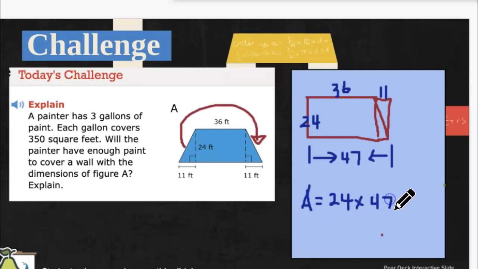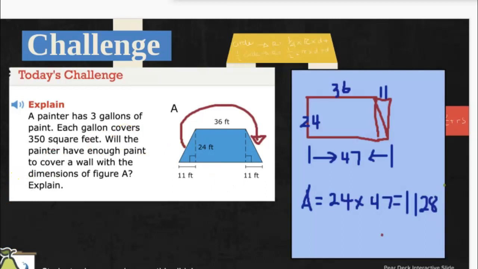Again, be careful to check if they are twin. They are the same triangle. And we still get an answer of 1128, or 1128 square feet, which is bigger than the covered area of a paint.